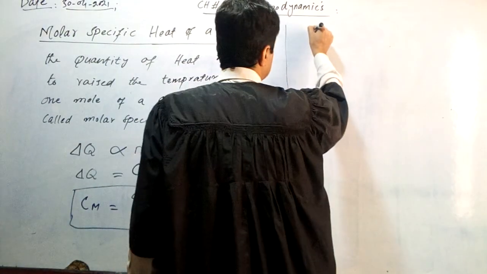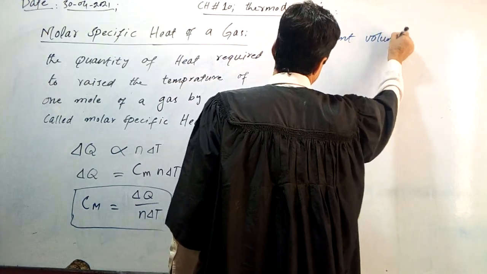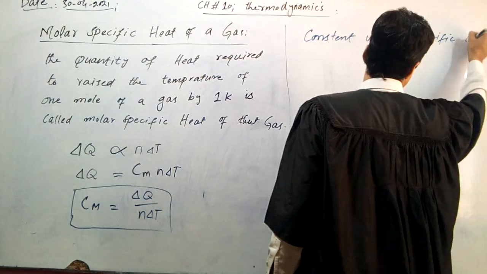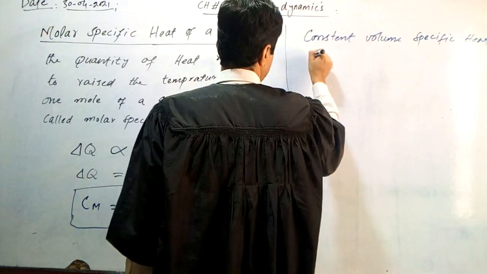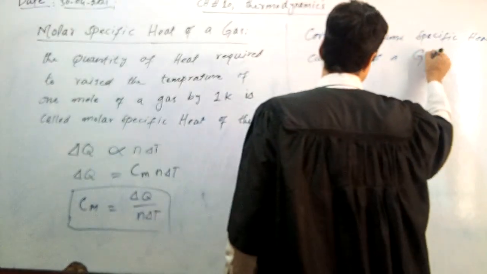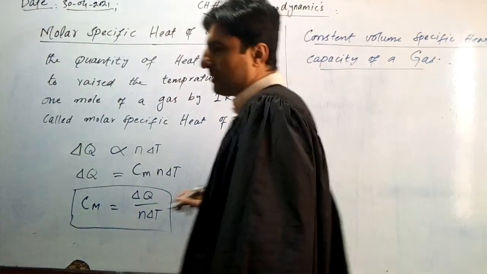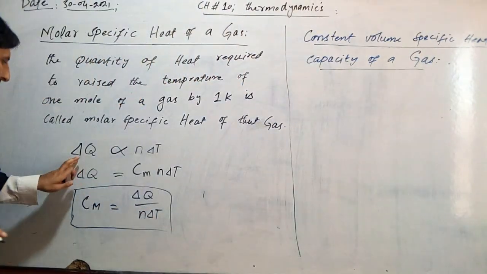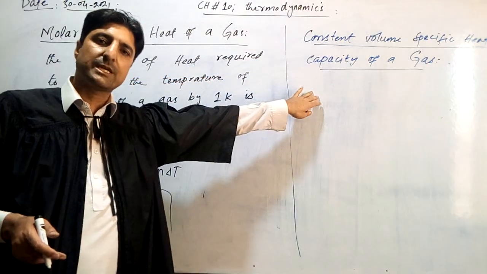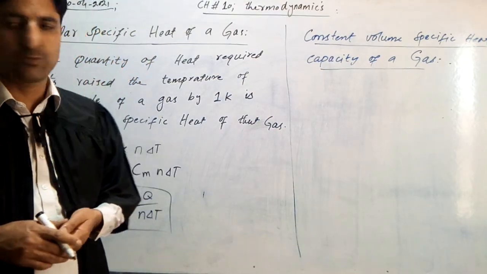First, constant volume specific heat capacity of a gas. What does this mean? When we give some heat to the system, either its pressure will change or its volume will change, or both will change.